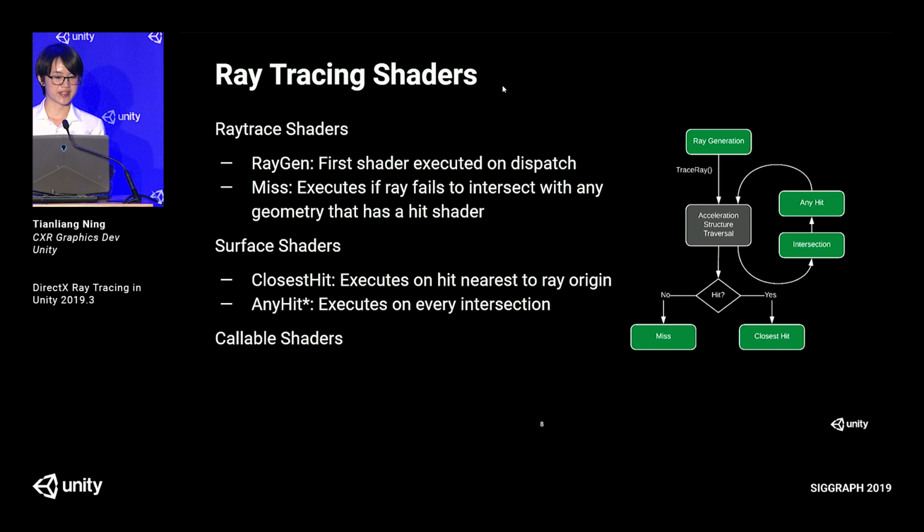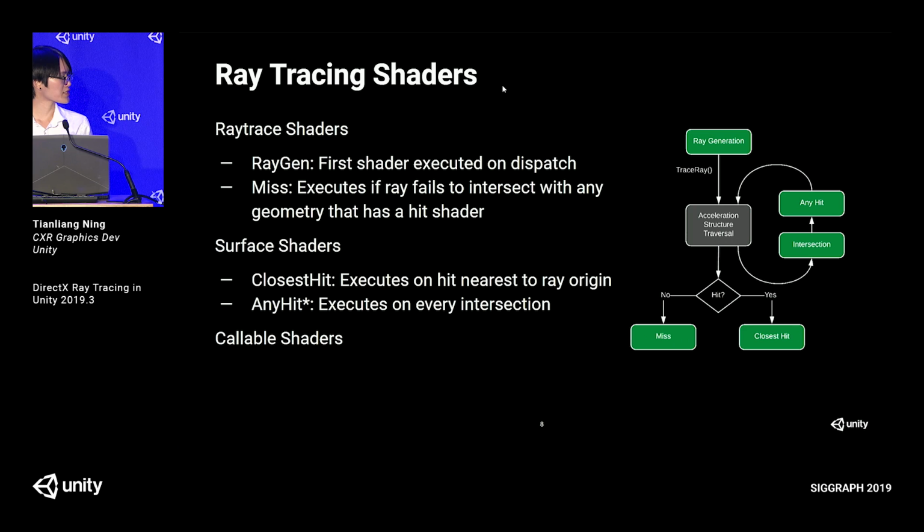Surface shaders, on the other hand, are defined in shaders, which are used in materials that are applied to objects in your scene. So in these shaders, you'll want to add a pass for your closest hit shader, which is the shader that executes on the hit that's closest to your ray origin, and an any hit shader, which is a shader that executes on every single intersection. There's also support for callable shaders, which are just function callbacks in shader form.